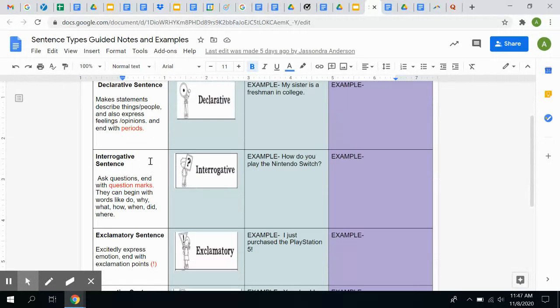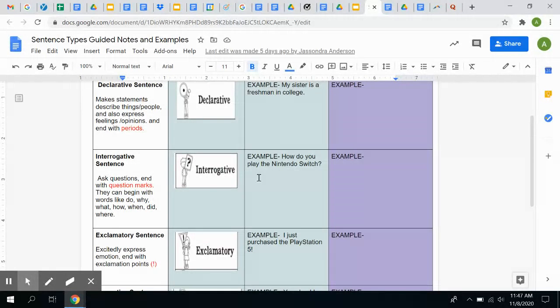The next type, I think there's a few different ways to pronounce this, but interrogative sentences. These types of sentences ask questions, and they end with question marks. They can begin with words like do, why, what, how, when, did, where. So interrogative sentences are just questions, basically. If you think of the word interrogate, to interrogate somebody means to find out information from them, usually by asking questions.